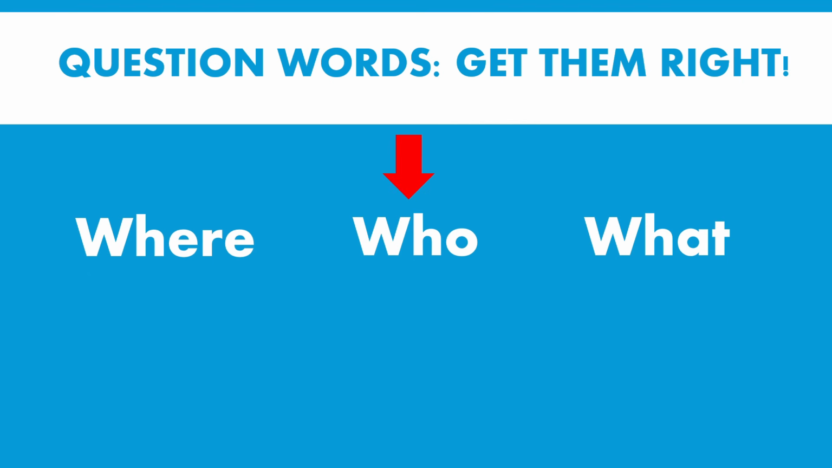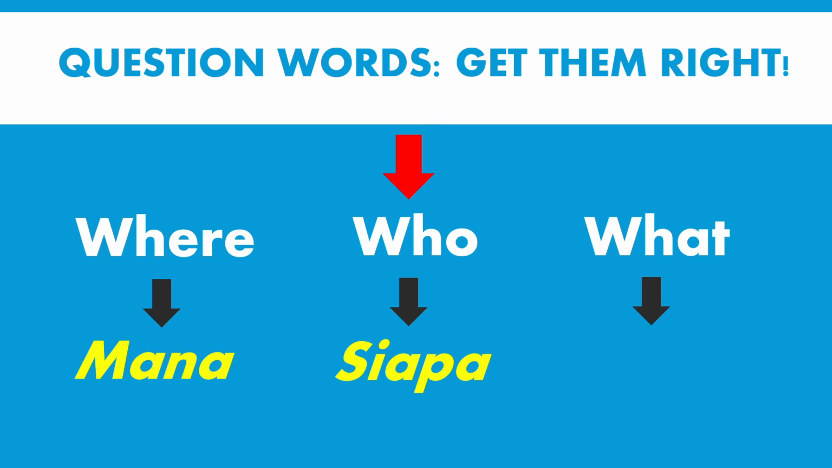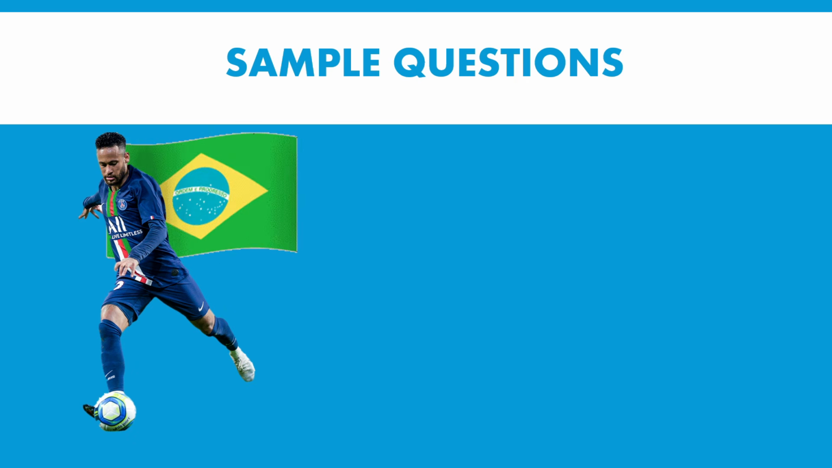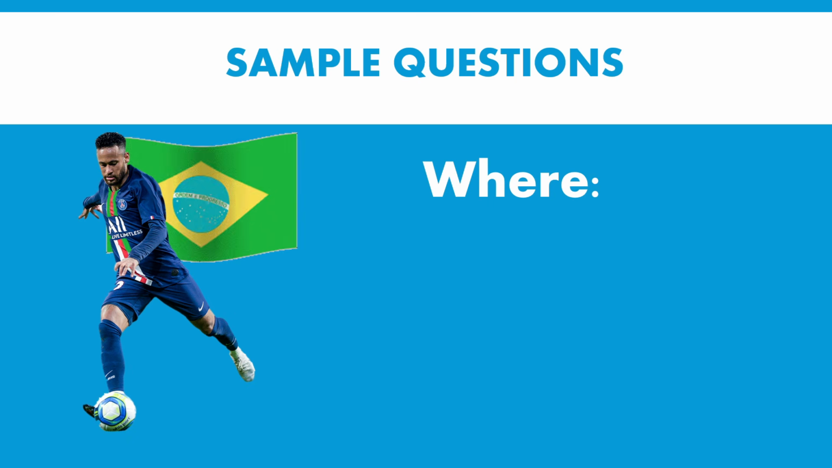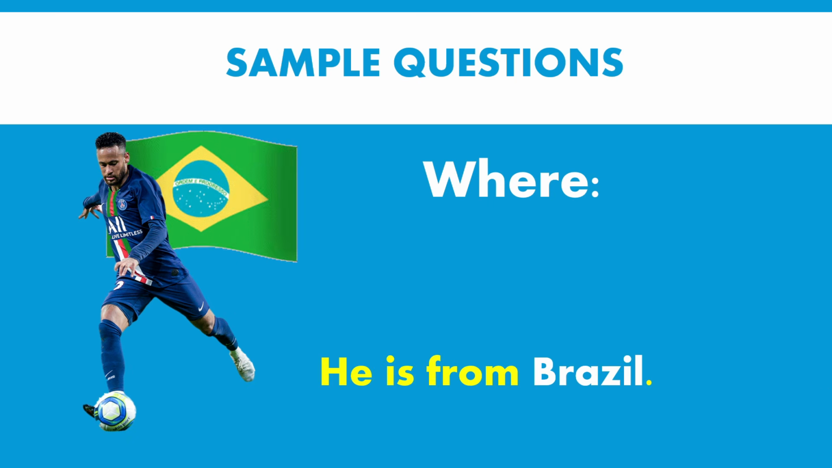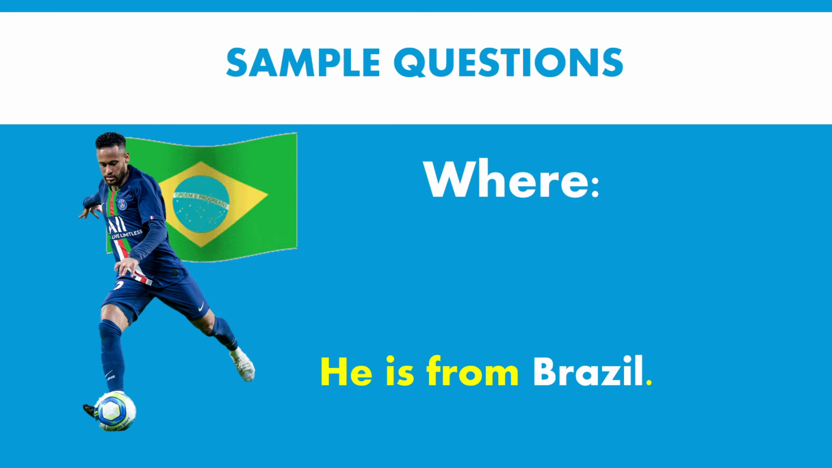In this lesson today, we are only going to cover where, who, and what. So basically, where means mana, who means siapa, and what means apa. Let me just show you a few sample questions. We start with where first, and a sample answer is given for you so that you'll be able to think of how you are going to make questions using where.